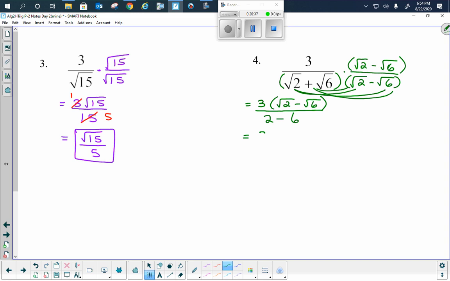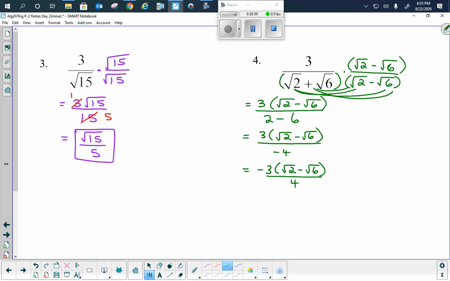All right, continuing down, you've got 3 times root 2 minus root 6. Those don't combine. Over negative 4. We've talked about you can't leave negatives in a denominator. So we will move that up top, right? It's the same as negative 3 root 2 minus root 6 over positive 4.